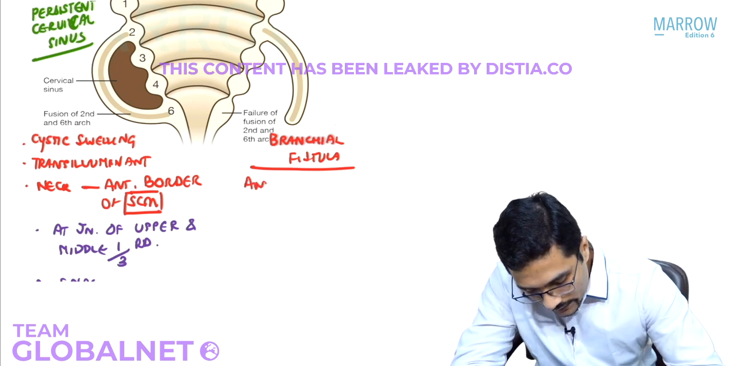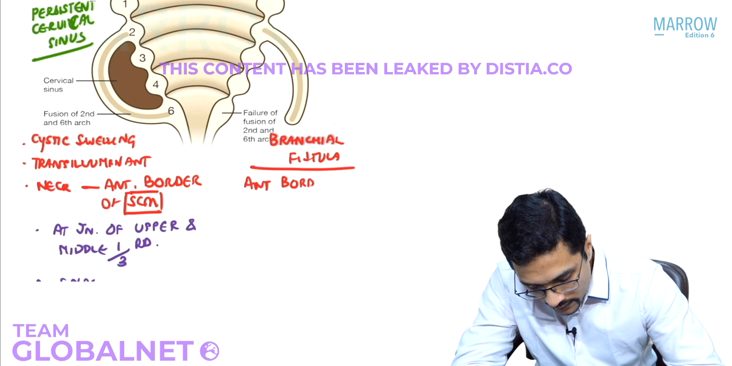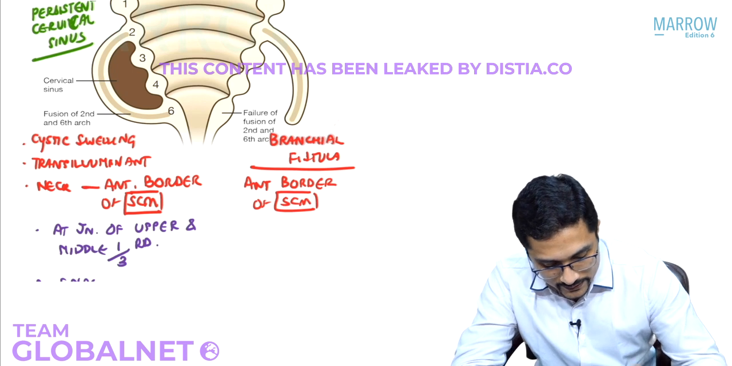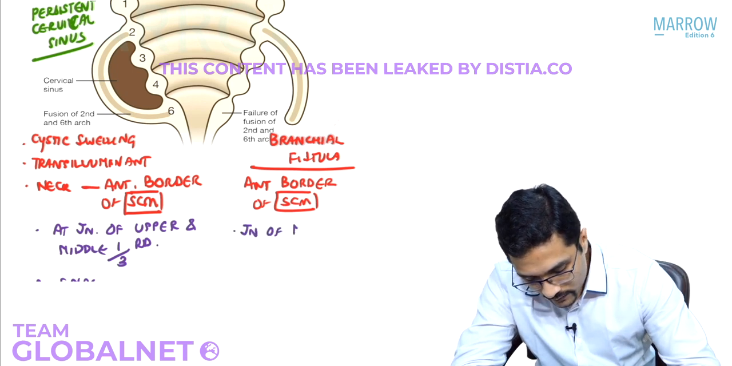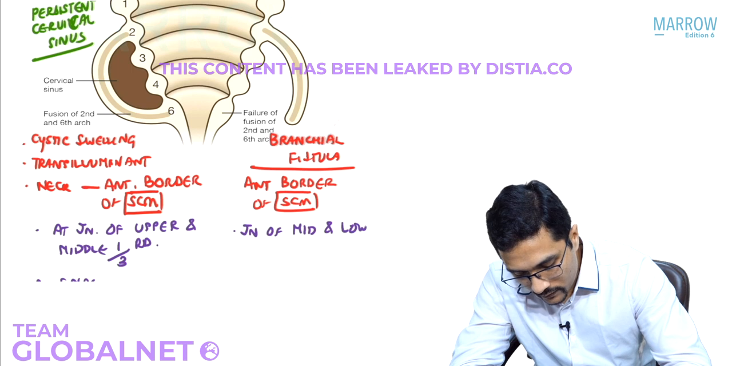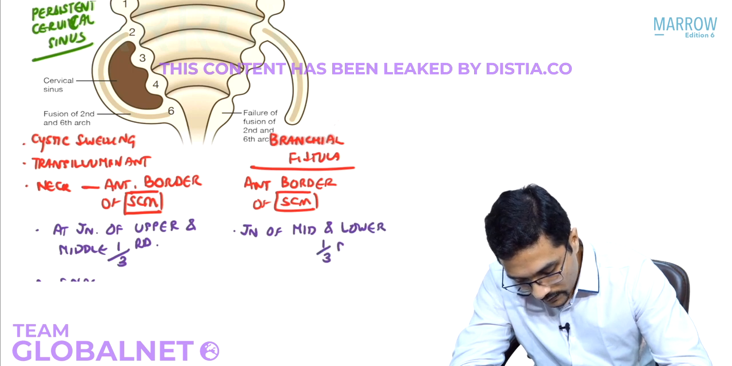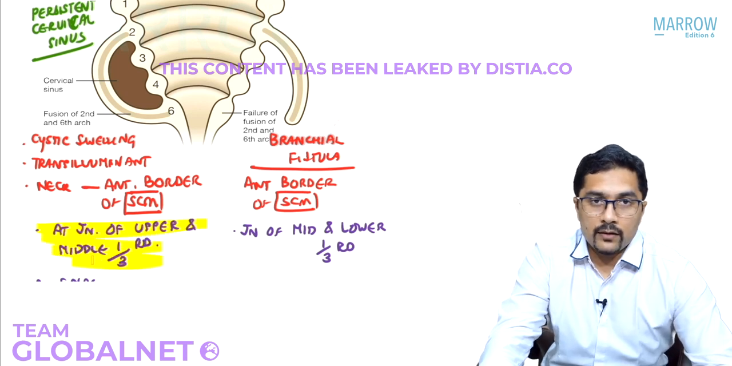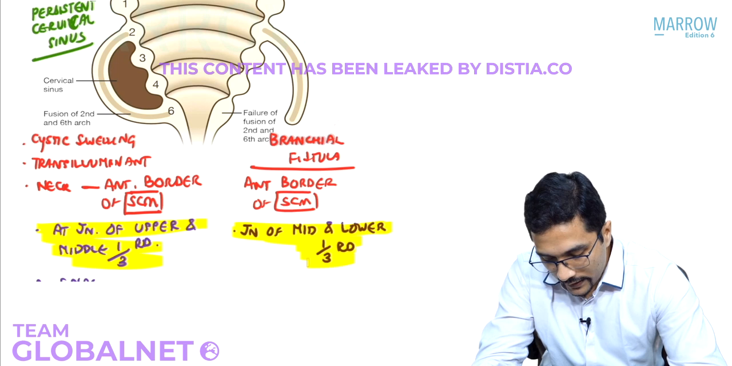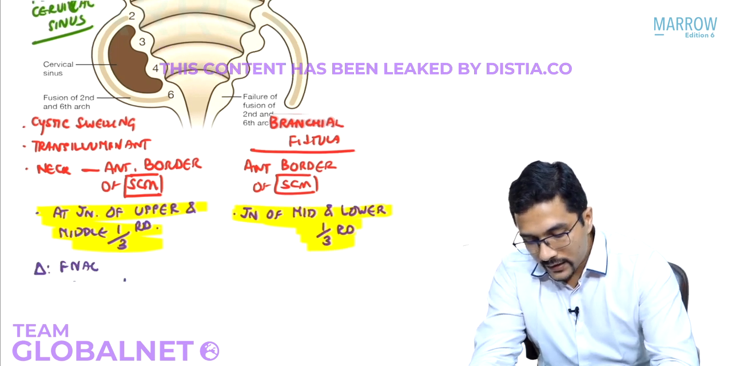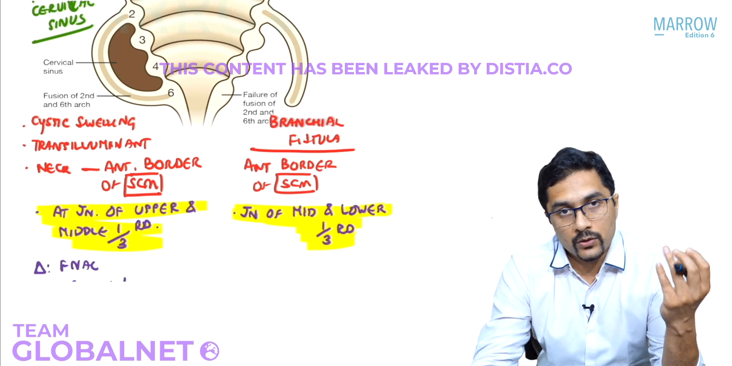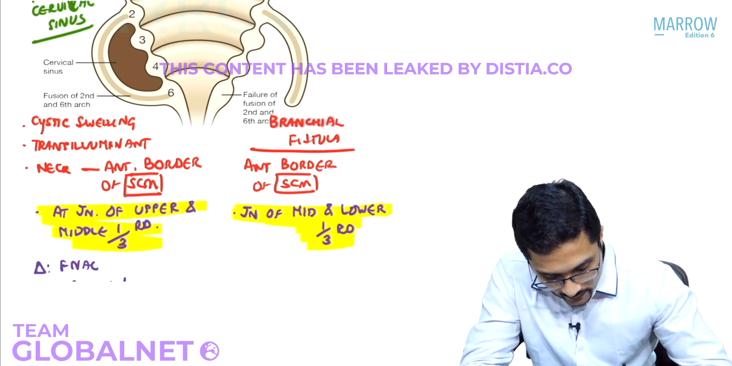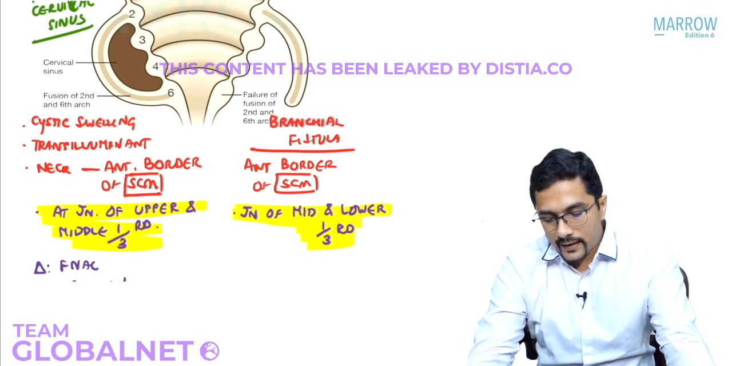And this is also along the anterior border of SCM, sternocleidomastoid. But this is at the junction of middle and lower 1/3. So please remember this difference, that a cyst was upper and middle 1/3, whereas a fistula is middle and lower 1/3, right? The management remains the same. The management is also excision of this cyst. So this you can see is a typical branchial cyst which you can see here.